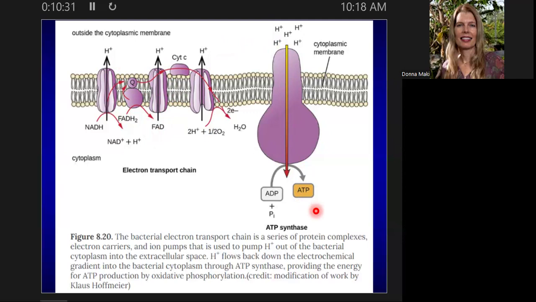We call it oxidative phosphorylation because right here, you are phosphorylating ADP. You're adding a phosphate, so you're phosphorylating the ADP. You with me? Okay, yes.